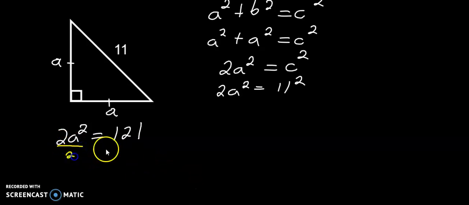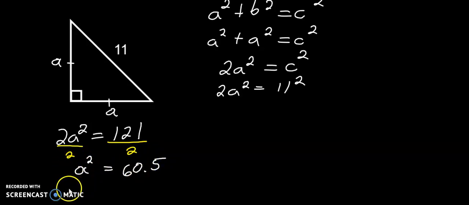So I'll divide this side by 2, divide this side by 2, and I'll get 2 divided by 2 is just 1. So I'm left with A squared equals 121 divided by 2. That's 60.5. And now A squared equals 60.5. I have to take the square root. So the square root of A squared is just A. And the square root of 60.5 will be my final answer.